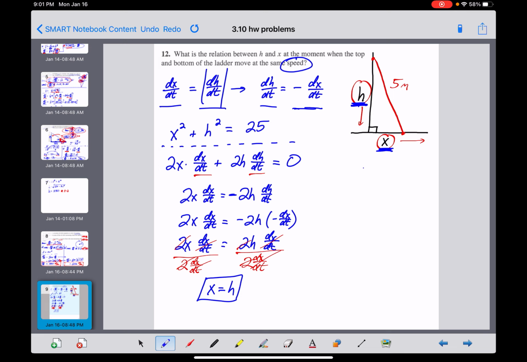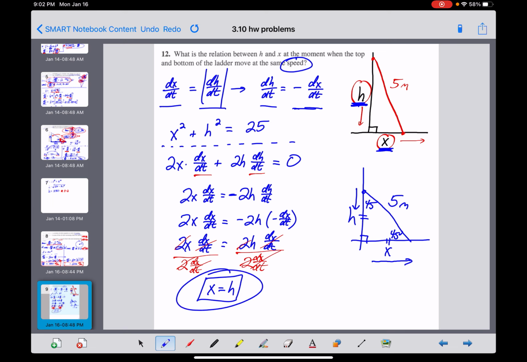But if h and x were exactly the same, meaning the triangle we were dealing with was isosceles, this would be h, this would be x, that piece would be congruent to that piece, and we'd be dealing with a 45-45-90 triangle with your ladder of 5 meters. That would mean that at this one moment in time, the base of the ladder is sliding away from the wall at exactly the same speed that the top of the ladder is sliding downward. Kind of makes some sense when you look at it that way. So we were looking for a relation between h and x, and we ended up with a pretty simple one here. They have to be equal to each other for that to happen.